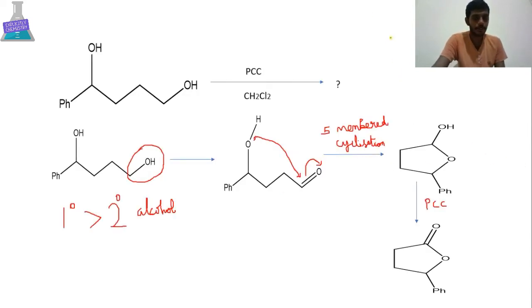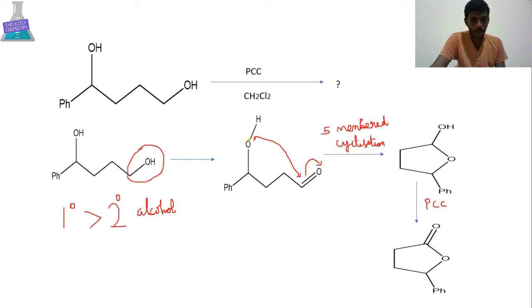You see this example which is taken from CSIR paper. This is the starting material. We are adding pyridinium chlorochromate in presence of DCM. What is the product? Just first step, the primary alcohol will convert to aldehyde. The reactivity is primary greater than secondary. This alcohol will not be oxidized and only this alcohol will be oxidized to aldehyde.